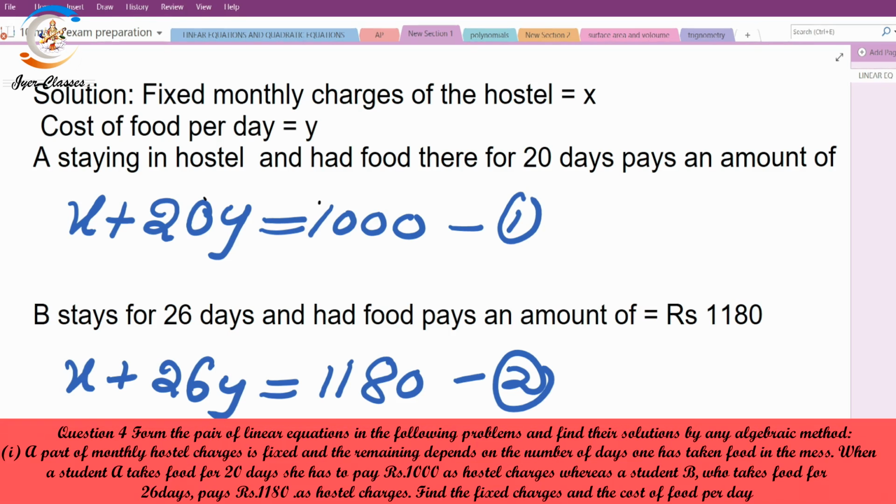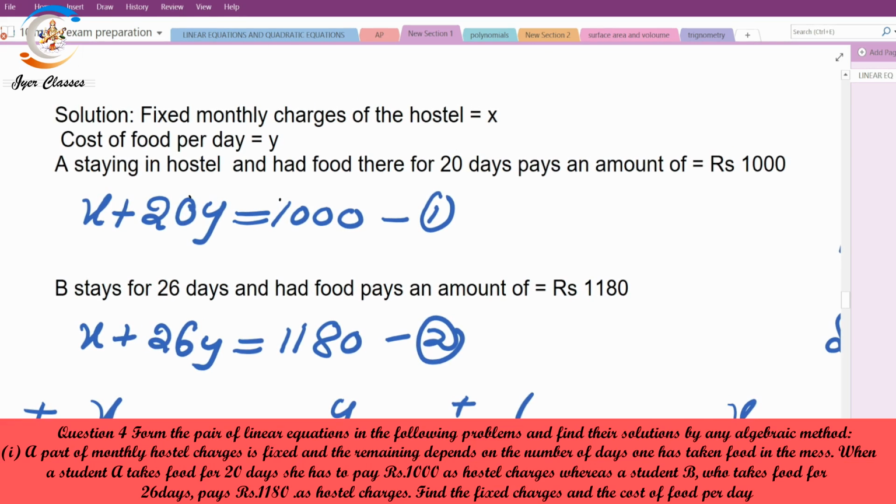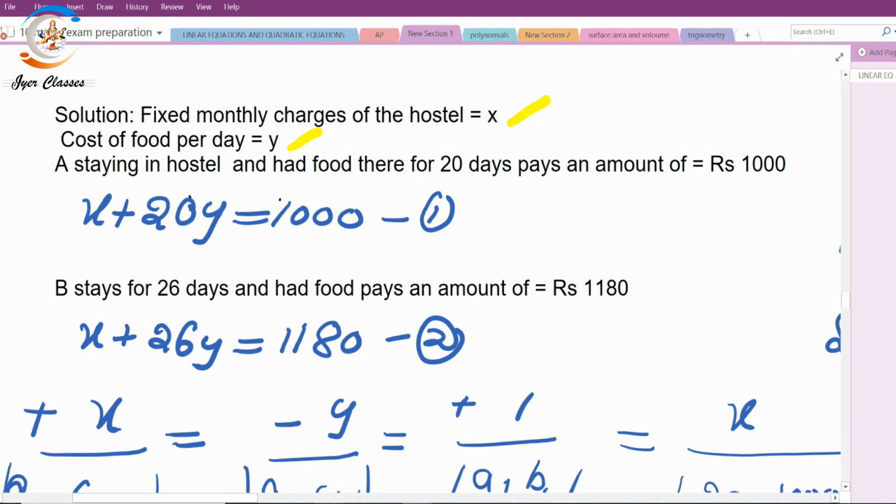And the question says that there is a monthly charge for the hostel and cost of food per day. A person stays for a certain number of days and pays a certain amount which includes his hostel charges as well as the food per day. Now let us assume, according to the question, let the fixed monthly charges of the hostel be X and cost of food per day be Y. A person A is staying in the hostel and had food for 20 days and he pays an amount of rupees 1000. So उनको क्या क्या देना होगा?